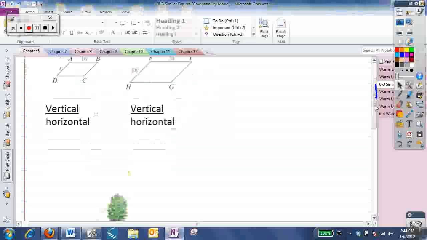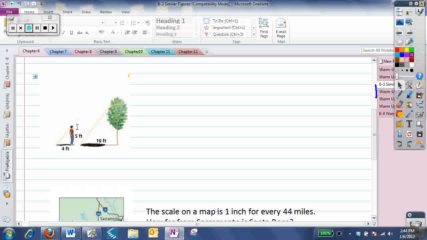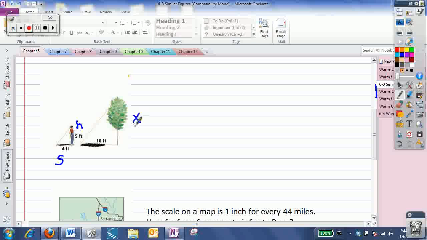Let's look at another example. Here I've got a person standing next to a tree. I want to know how tall the tree is. Well, what do I know? I know the person's height, and I know the length of their shadow. I don't know the tree's height, that's what I'm trying to find out, but I do know the tree's shadow. Let's set up a proportion. The proportion's going to be height over shadow equals height over shadow.